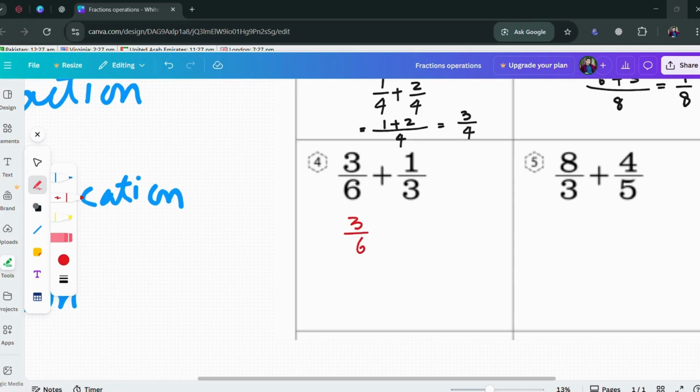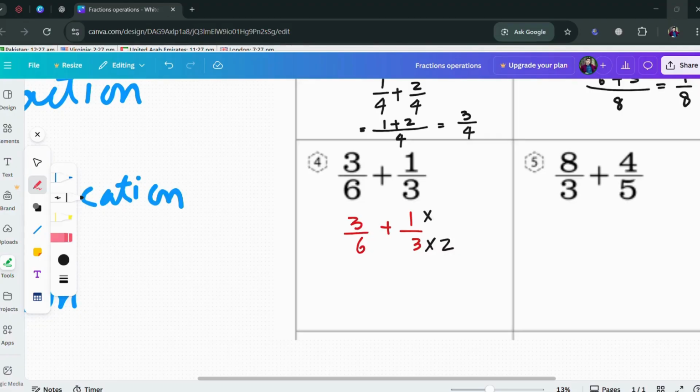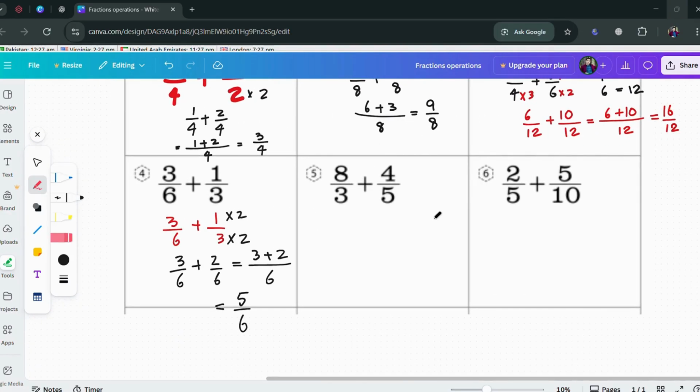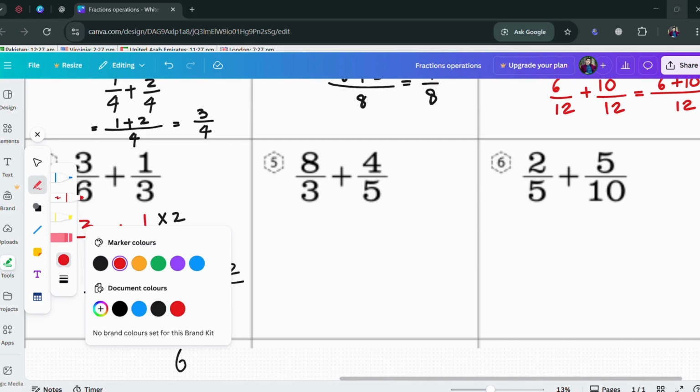That's 3/6 plus 1/3. I can easily do it by converting this 3 into 6 as well. So I'm going to multiply both sides with the 2. So 3/6 plus 2/6, that's going to be equivalent to 3 plus 2 over 6, right? Which is eventually going to give me 5 over 6 as my answer. Those are very simple operations.